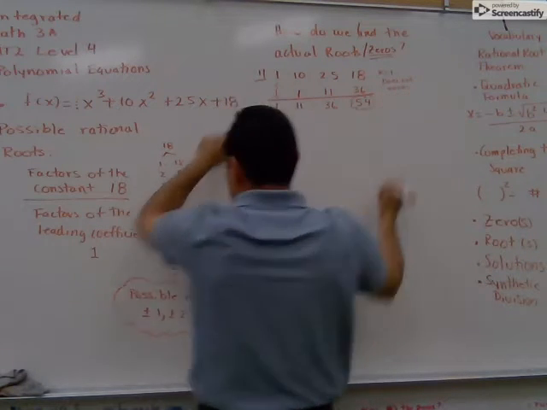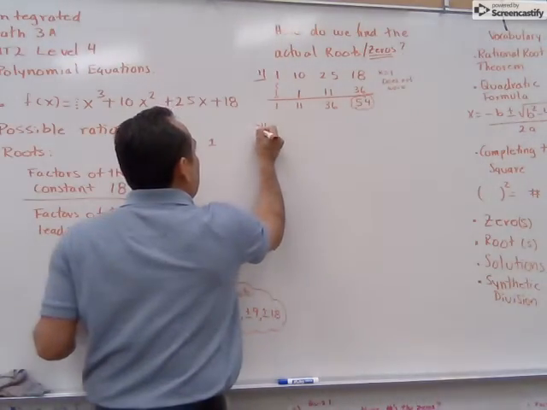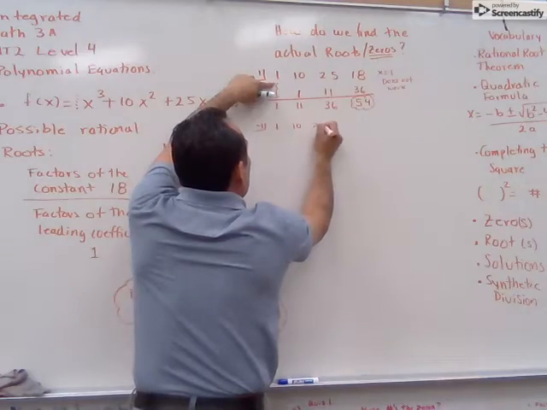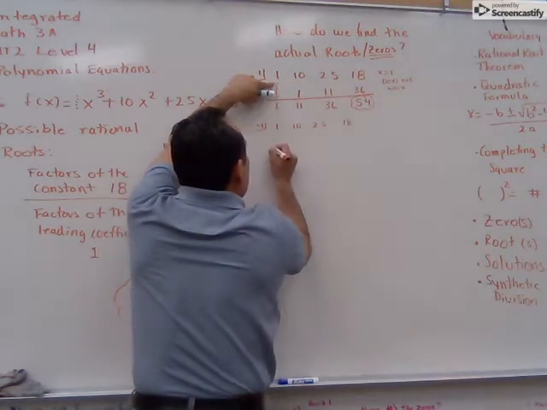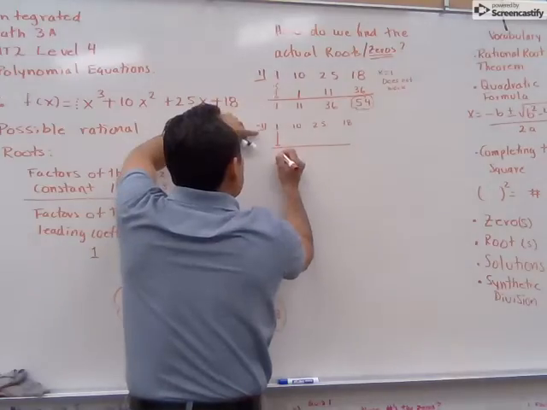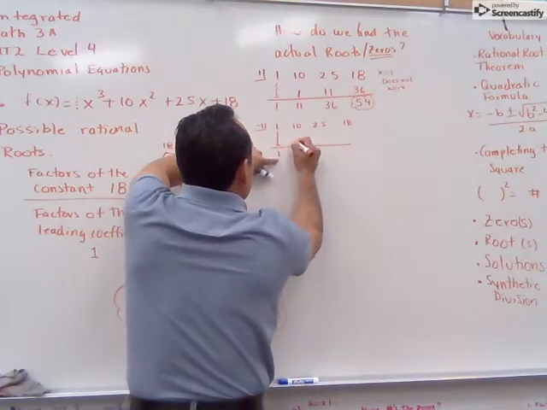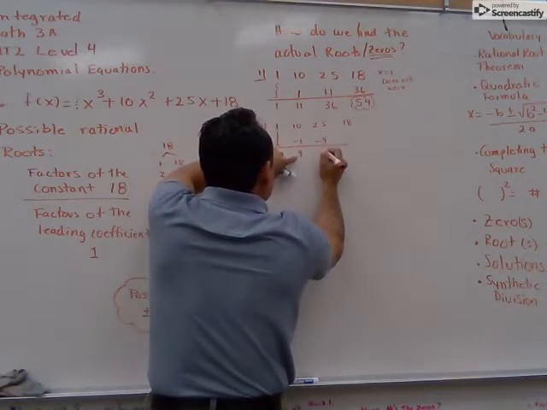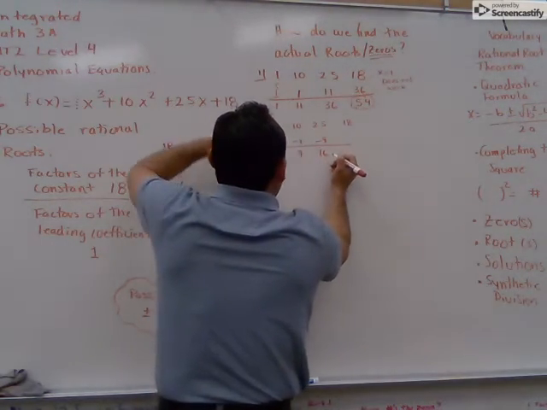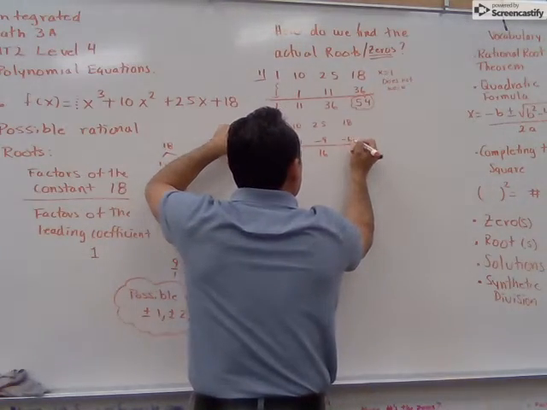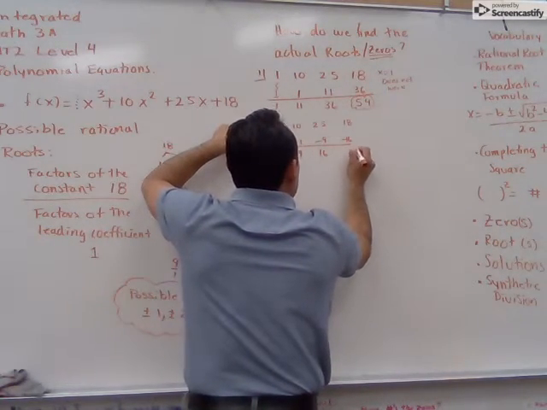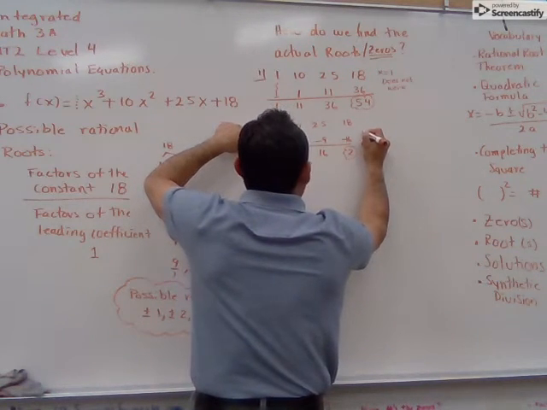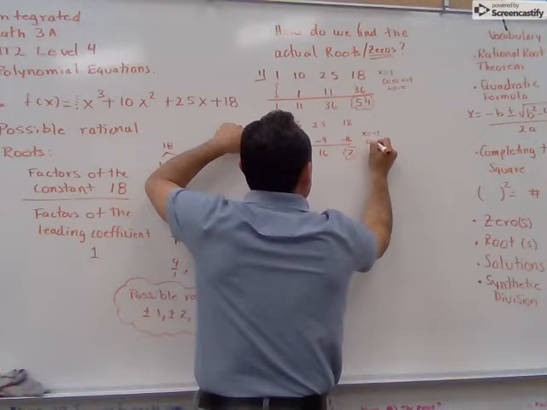We need to check the next one, which is negative 1. If I do negative 1, I'm going to write these same coefficients, 1, 10, 25, and 18. I drop the 1, so I'm going to have negative 1 times 1 gives me negative 1. Combine this gives me 9. Negative 1 times 9 gives me negative 9. This produces 16. Negative 1 times 16 produces negative 16. And if I combine this gives me positive 2. Very close to a 0, but we didn't get 0 as a remainder. Therefore, x equals negative 1 does not work.